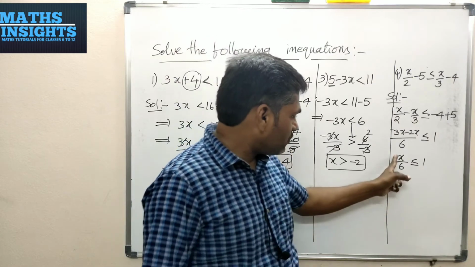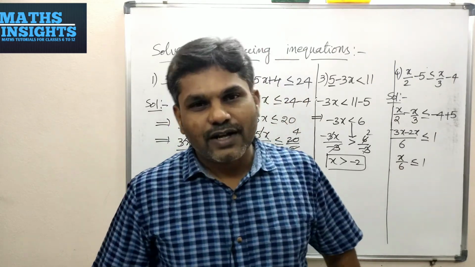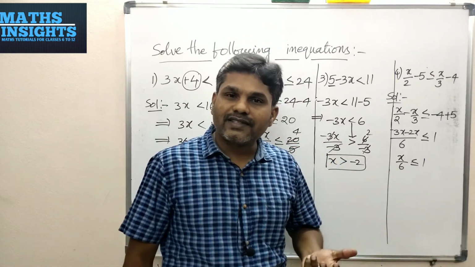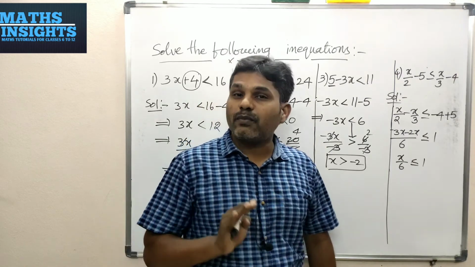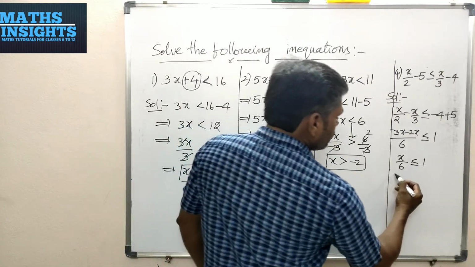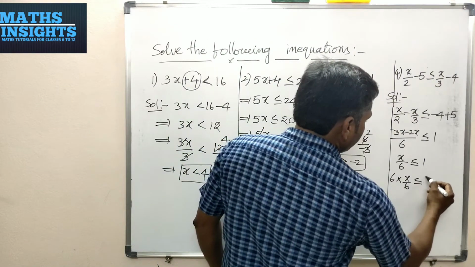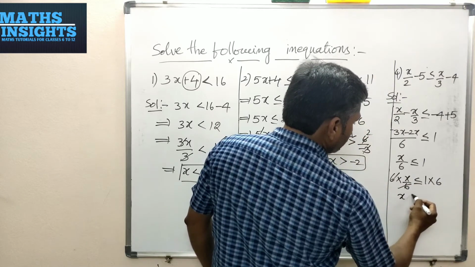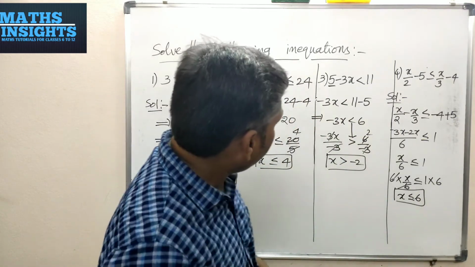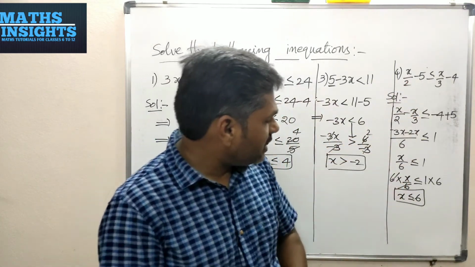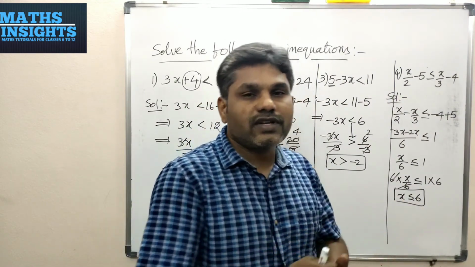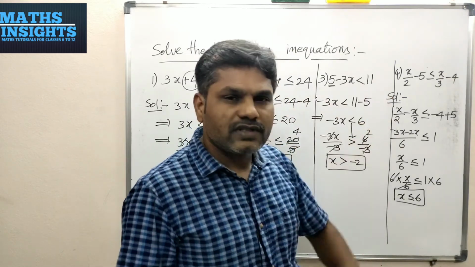Yes. So here you have x by 6, but you want only x. So what do you have to do? Simply multiply by plus 6 on both sides. Since you are multiplying by a positive value, the sign of inequality will remain the same. So 6 into x by 6 is less than or equal to 1 into 6. 6 cancels, x is less than or equal to 6. This is the solution of the inequation: x less than or equal to 6, meaning x values including 6 and the values which are less than 6 are the solutions of this inequation.